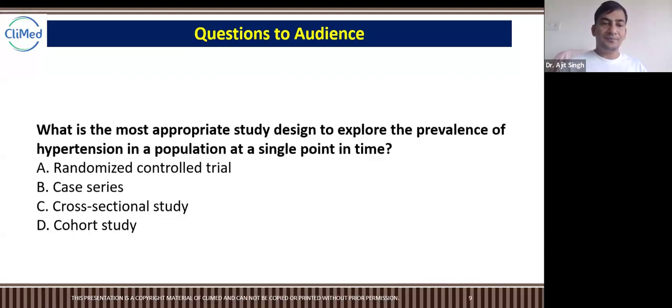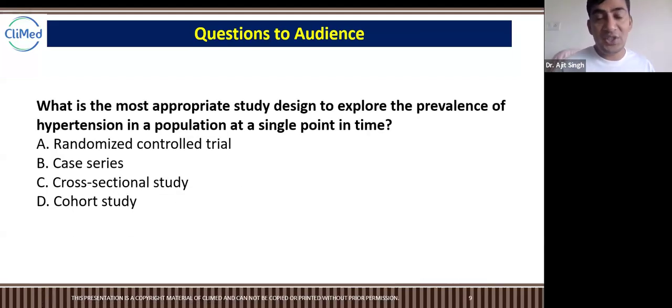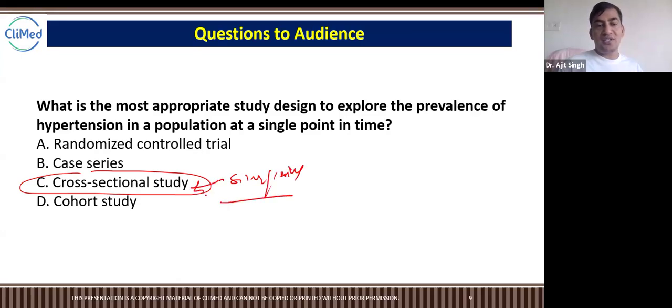Perfect. Okay. What is the most appropriate study design to explore the prevalence of hypertension in a population at a single point in time? Yes, guys, in a single point in time. Case series, okay, cross sectional. It is C. It is cross-sectional study. Cross-sectional studies are the only studies which can be done at a single point of time. Single point of time studies are known as cross-sectional studies.